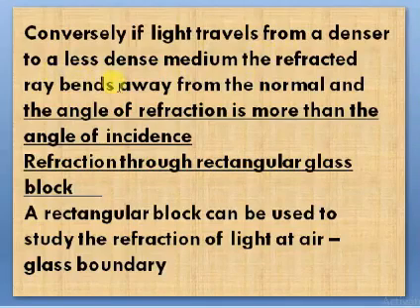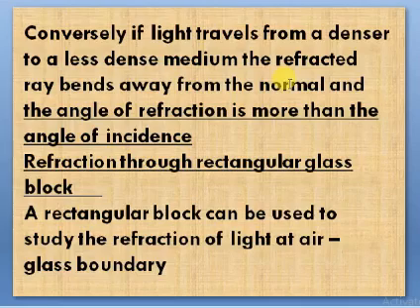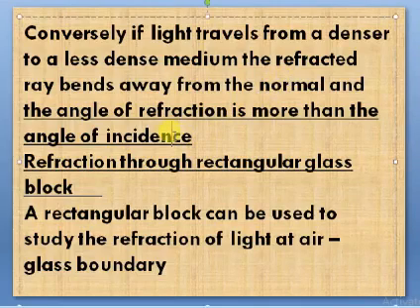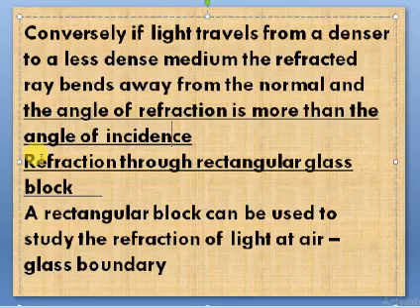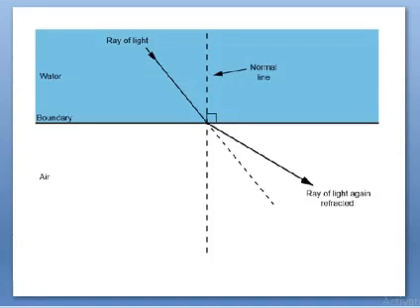Then conversely, if the light travels from a denser to a less dense medium, the refracted ray will bend away from the normal, and in such a case, the angle of refraction will be greater than the angle of incidence. So when the ray of light moves from denser medium, for example from glass to air, the refracted ray will bend away from the normal. While in the other case, it will bend towards the normal.